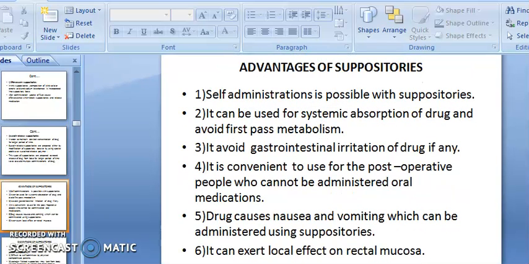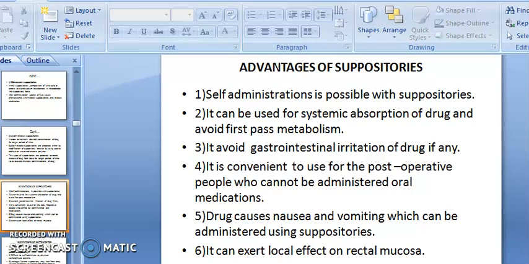Then we will discuss the advantages of suppository. What are the advantages of suppository? Self-administration is possible with your suppository. In comparison with injectables, self-administration is possible with your suppository. The patient can safely administer the suppository, while for an injection we require a technician.